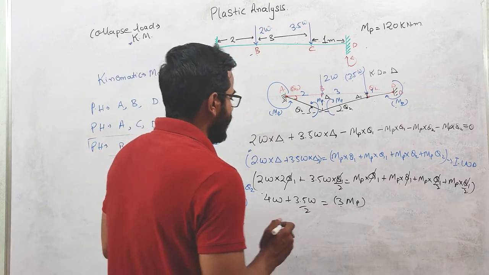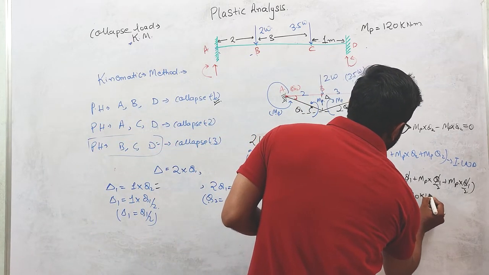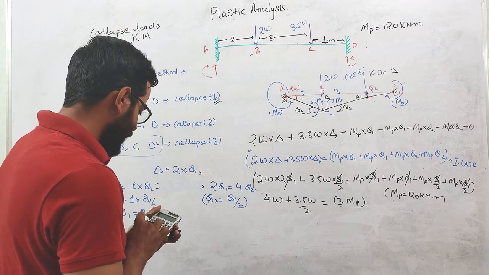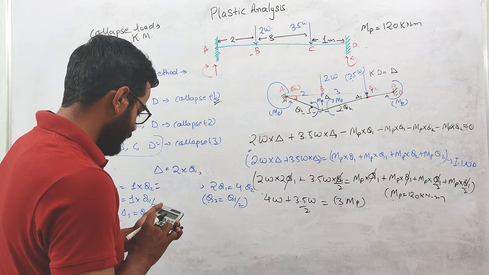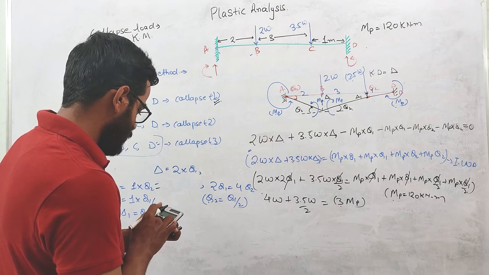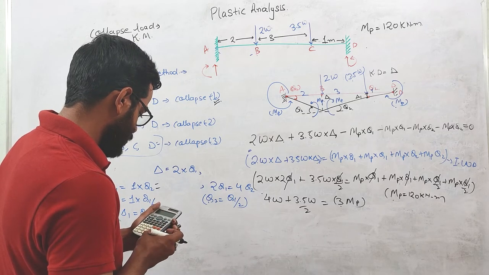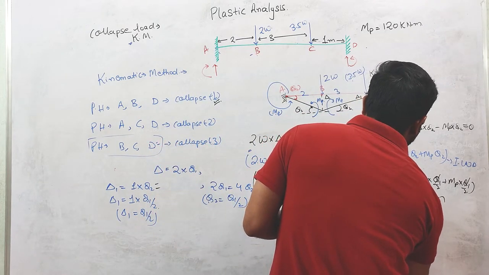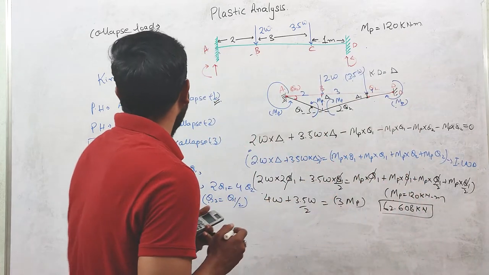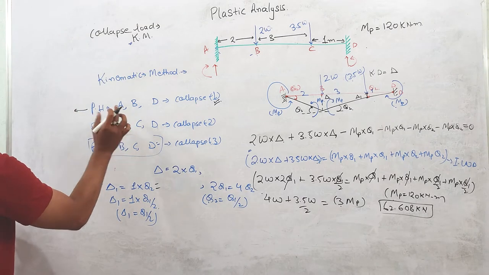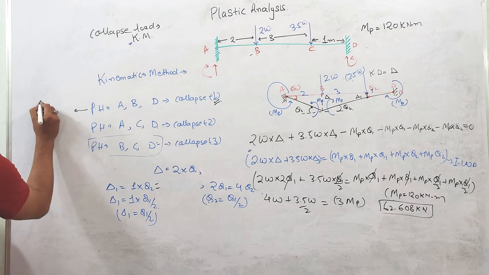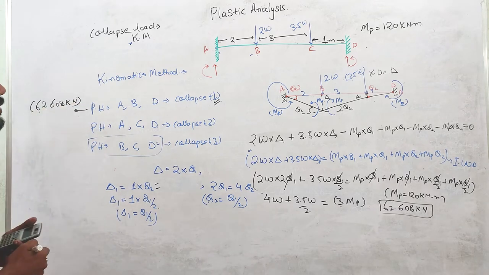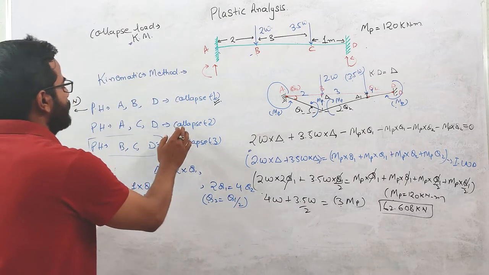Mp value is given, Mp is 120 kilonewton meter. So the value will be 3 into 120 divided by 4 plus 3.5 divided by 2. This value comes out to be 62.608 kilonewton. So the collapse load, when we consider this mechanism where the plastic hinges are formed at A, B and D, is 62.608 kilonewton. Okay, so this is the first case. Now we'll be taking the collapse mechanism 2.